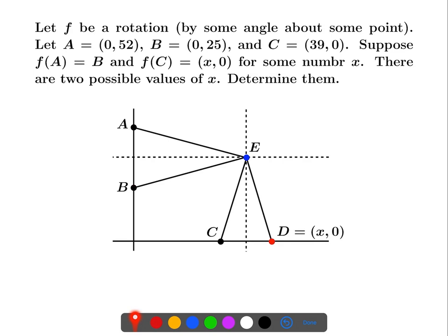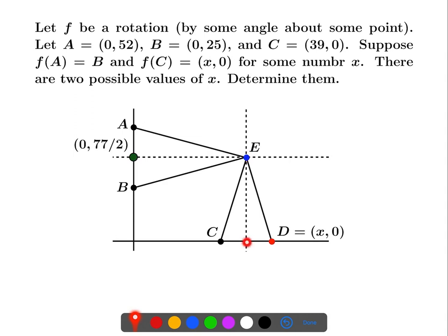Okay, so let's draw some things in here. Again, we know what these coordinates are, 25 and 52 here. So that tells me what this is. This is the midpoint. So it's the average of these two points, A and B. It's going to be 77 over 2 on the y-axis. So I can write that point then as (0, 77/2). That'll tell me the y-coordinate here.